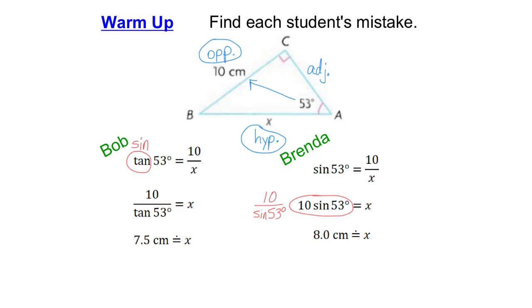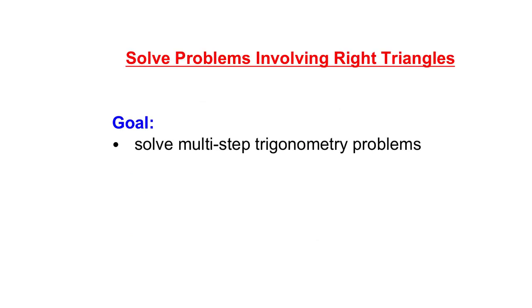Hopefully this reminded you of a few little details that you might have forgotten from the last lesson. This lesson is about solving problems involving right triangles. So our goal is to solve multi-step trigonometry problems. These problems could involve Pythagorean theorem or the primary trigonometric ratios, sine, cosine, and tangent. And I say multi-step problems because sometimes you have problems that you can't solve by doing one calculation. You have to do a few calculations in order to get enough information to solve.